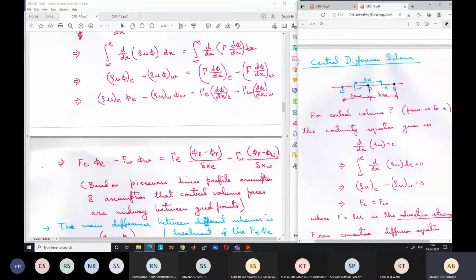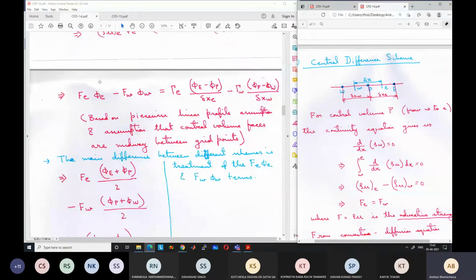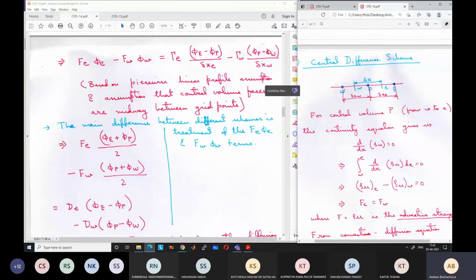Okay. Now at this point we have to assume what is the value of Fe phi at the interfaces, and what is the value of Fw phi at this west interface. So as the simplest assumption, we assume that phi at the interface can be linearly interpolated for the convective term also. So if we linearly interpolate for the convective term, phi at the east interface can be written as phi capital E plus phi capital P by 2, if the east interface is midway between capital P and capital E. Okay. Please let me know if you don't understand anything.